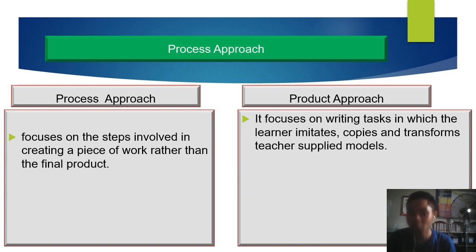Okay, so the process approach is the one our educational system uses at present, compared to the product approach, which refers to the traditional oriented approach. In the process approach, say for example you give the learners something to write, or it could also be a writing workshop or writing composition. The way you correct the learner's write-up is what we call the process approach. It focuses on the steps involved in creating a piece of work of the learner.